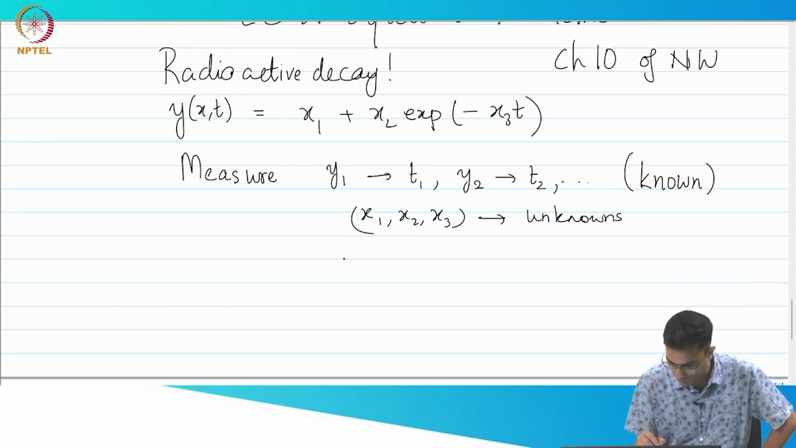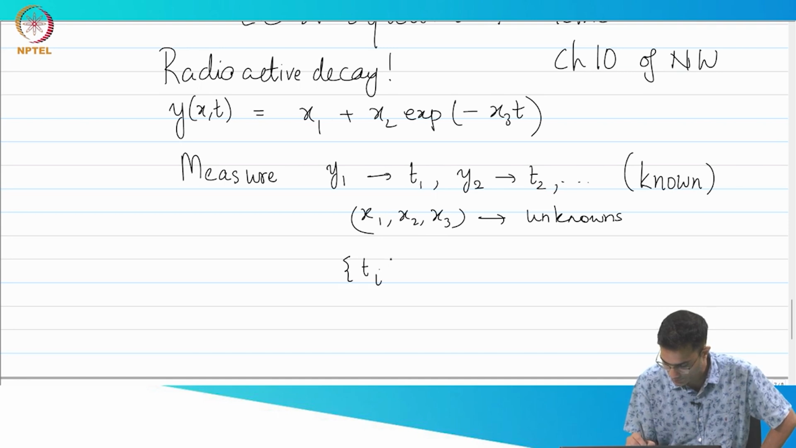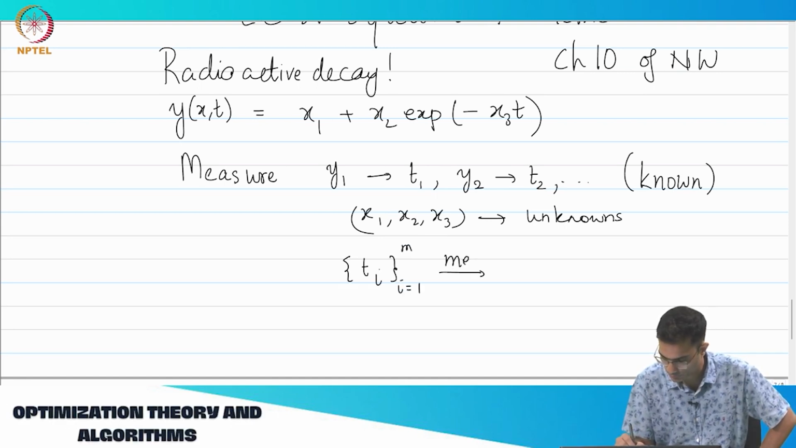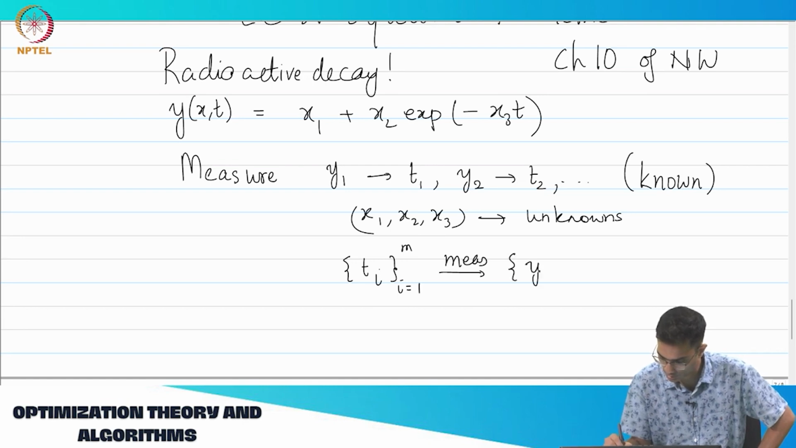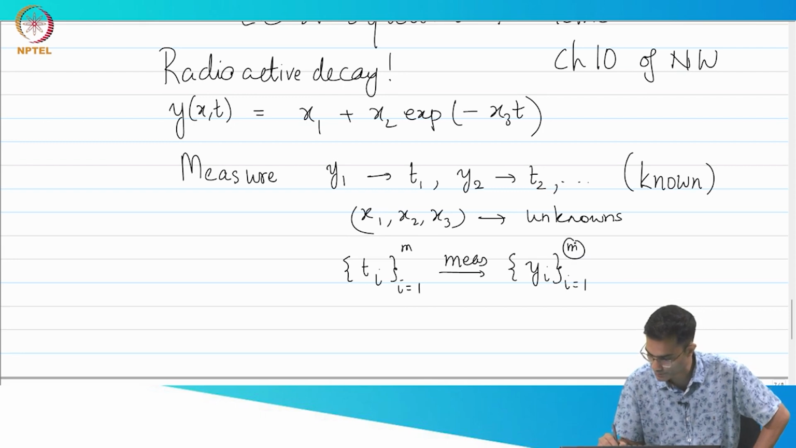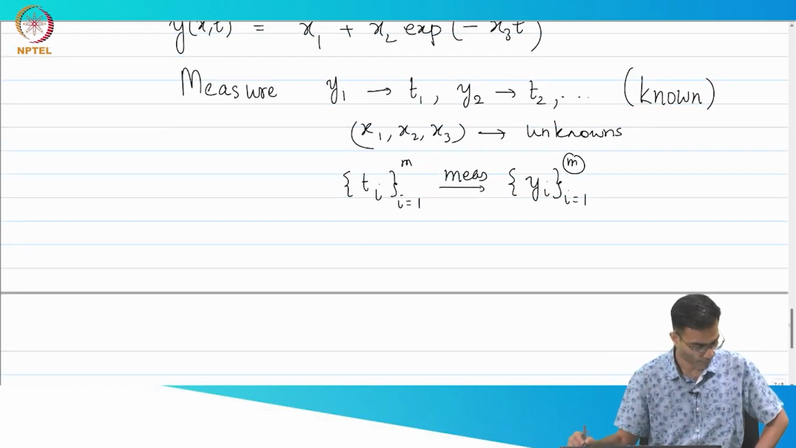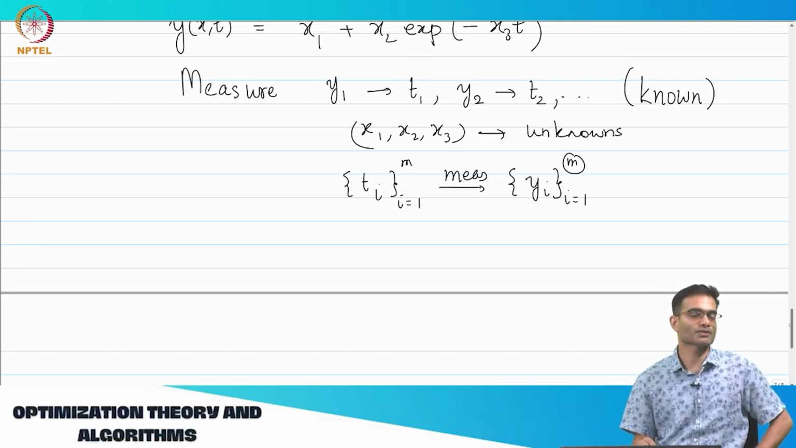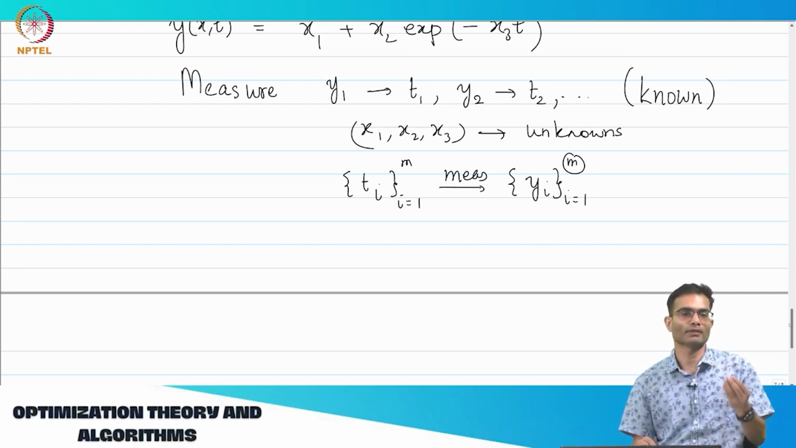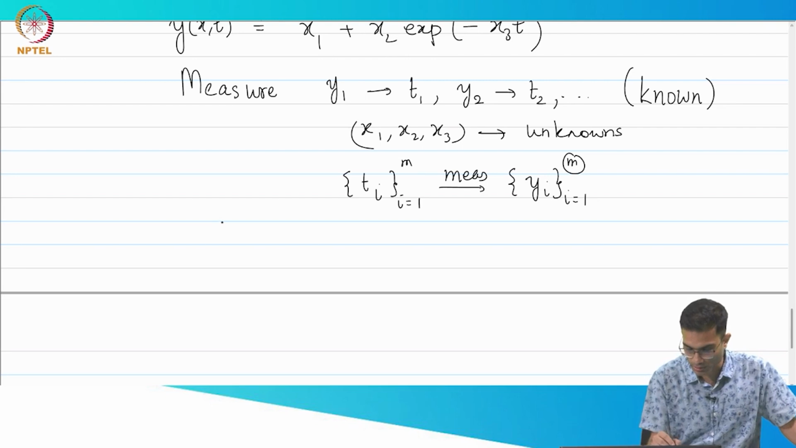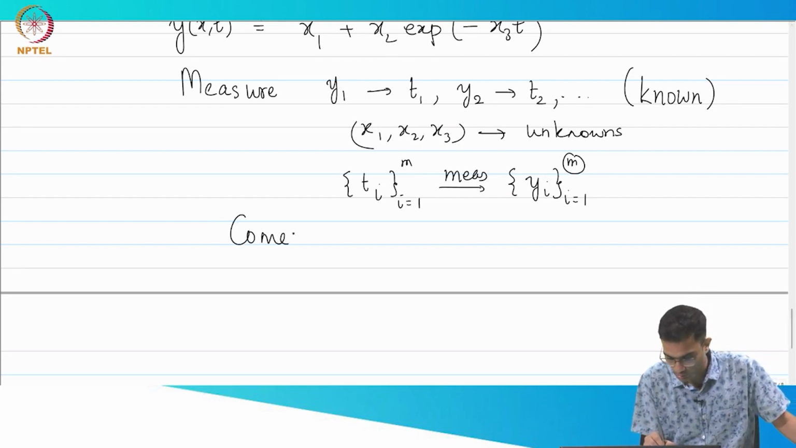So the more general way of writing this is that at times ti, i equal to 1 to m, I measure yi, i equal to 1 to m. So I get m measurements. Now having gotten these measurements, what is our job? Give me the model that explains the measurements in time. So come up with a model.